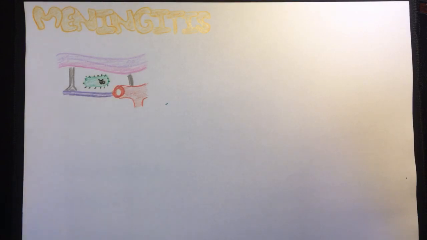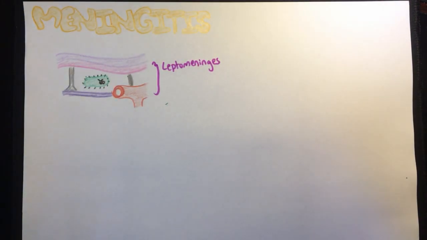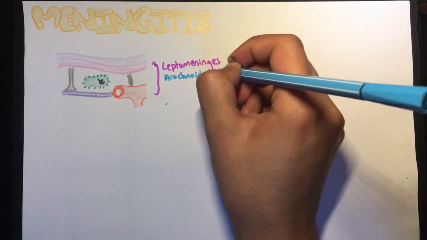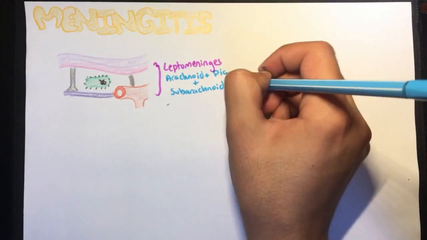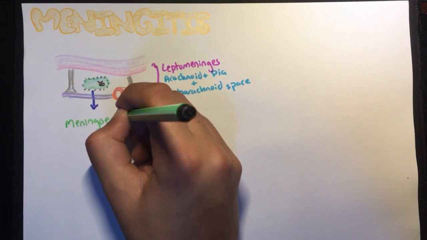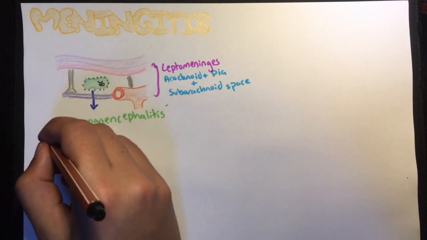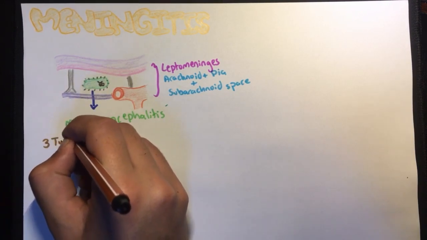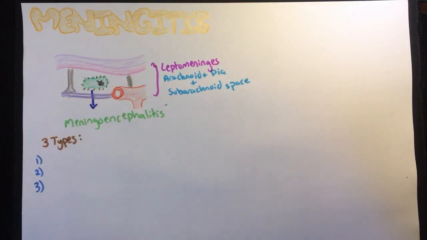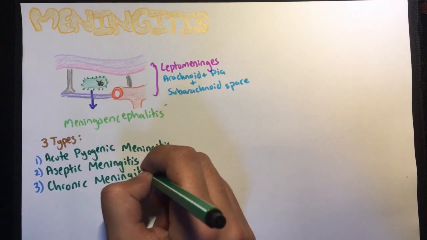Moving on to the more interesting part of this video, and the second type of infections, which is meningitis. As aforementioned, meningitis occurs in the leptomeninges, which is the arachnoid and the pia mater, with the middle space, the subarachnoid space. Spreading of these infections down to the brain results in meningoencephalitis. Meningitis is typically divided into three main types based on the cerebrospinal fluid characteristic findings and clinical picture. These types are acute pyogenic meningitis, aseptic meningitis, and chronic meningitis.